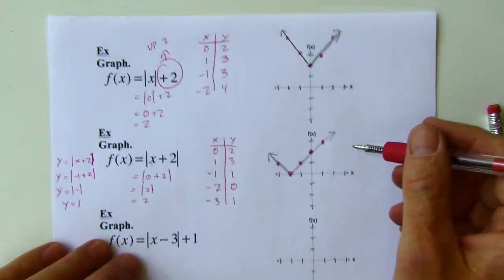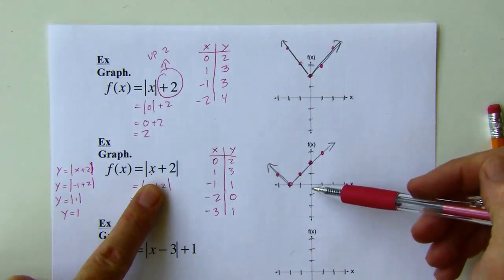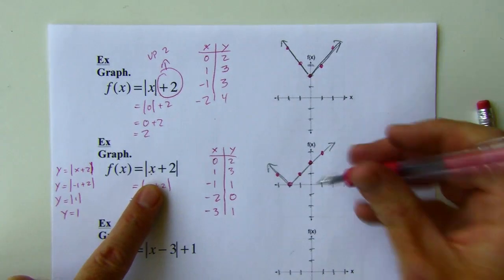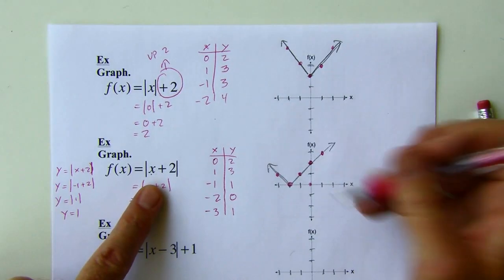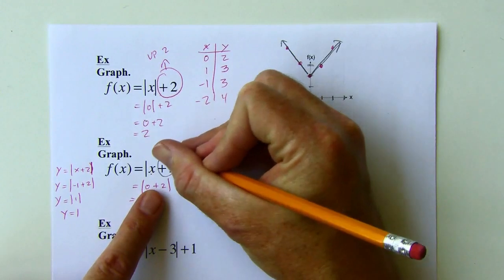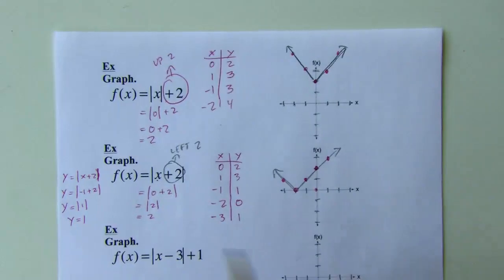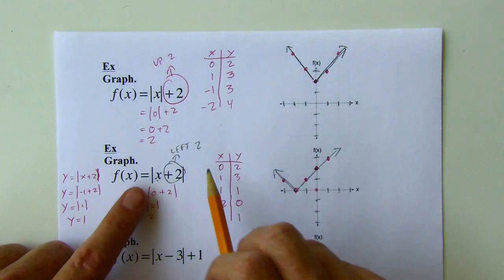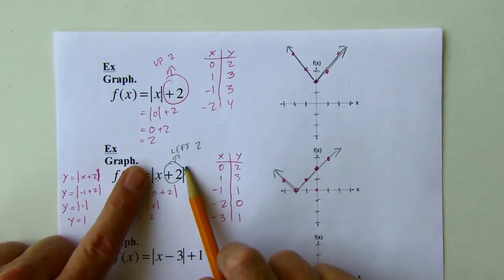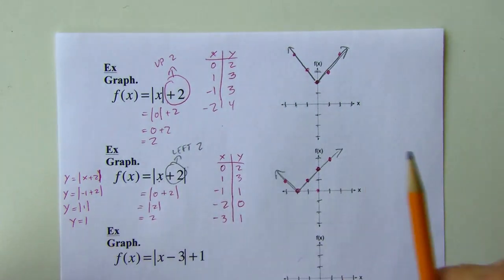Well, let's see how that changed. When I had this, it went up 2. When I had this, it's gone left 2 from the parent graph, right? The parent graph had the vertex right there going up. So it's actually gone left 2. It's maybe a little different than you might have guessed. When you've got something added or subtracted inside the absolute value, it moves left or right. When it's positive, it goes to the left. When it's negative, it's actually going to go to the right.